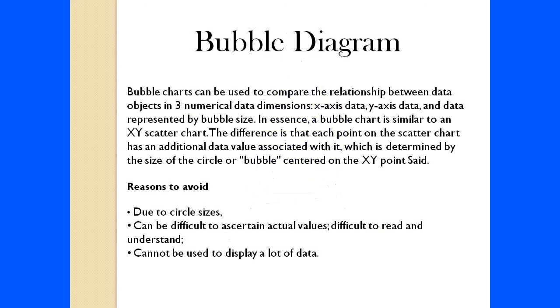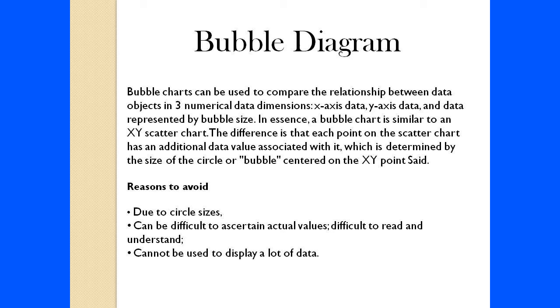The next chart is the bubble diagram. A bubble chart can be used to compare the relationship between data objects in 3 numerical dimensions: the x-axis, the y-axis, and data represented by bubbles. In essence, a bubble chart is similar to an XY scatter chart. The difference is that each point on the scatter chart has an additional data value associated with it, which is determined by the size of the circle or bubble centered on the XY point.